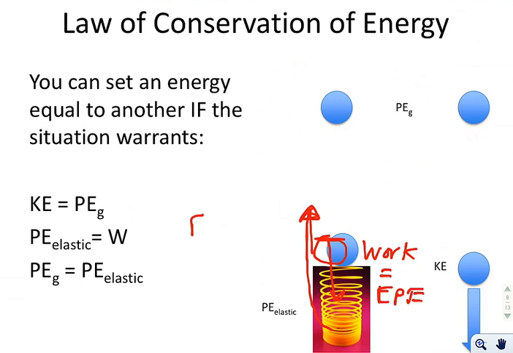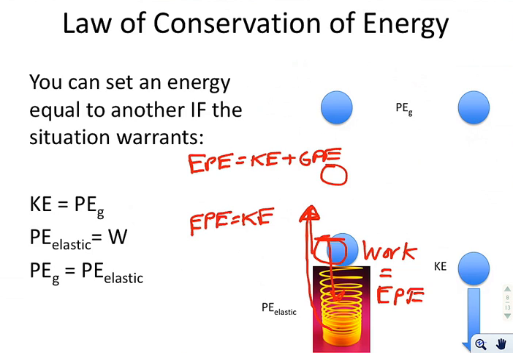I could say that the elastic potential energy is equal to the kinetic energy that the ball has at that particular point. Or, halfway up, I could say that the elastic potential energy of the spring is equal to the kinetic energy at that point plus the potential energy that it has due to gravity. And once this ball gets to its highest point and it stops moving, I could say that the elastic potential energy at the bottom is equal to the gravitational potential energy that it has at the top. So depending on the situation, you can set multiple energies equal to each other.